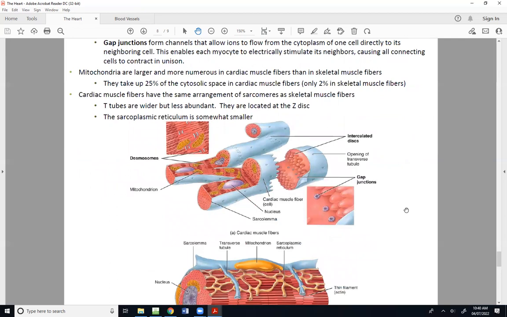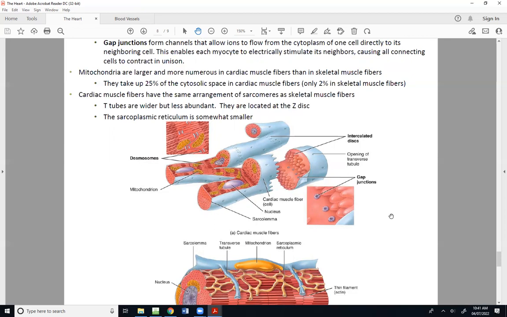As far as other things, mitochondria are more numerous and larger in cardiac muscle fibers than you see in skeletal muscle fibers. They take up about 25% of the cytosolic space in the cardiac muscle fibers, whereas they only took up about 2% in skeletal muscle. That demonstrates the fact that cardiac muscle fibers really prefer to make their ATP using oxygen, what we would call aerobic respiration.